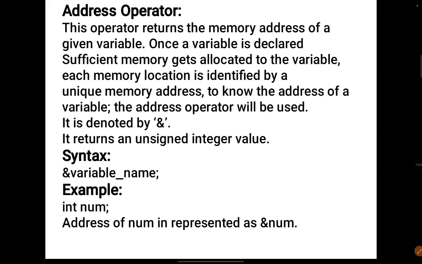Address operator. This operator returns the memory address of a given variable. Once a variable is declared, sufficient memory gets allocated to the variable. Each memory location is identified by a unique memory address. To know the address of a variable, the address operator is used. It is denoted by the & symbol. It returns an unsigned integer value. Syntax: &variable name. Example, int num; the address of num is represented as &num.